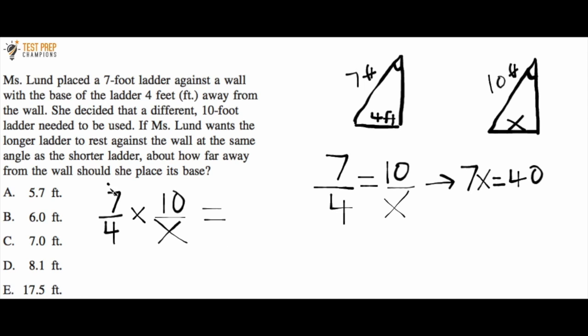If the numbers are on the same side of that equal sign, do not try to cross multiply. The way you would do this is you would just do 7 times 10, which is 70, and 4 times x, which is 4x. Now, that's not what the problem is here. I'm just showing you because people get very confused about cross multiplication.